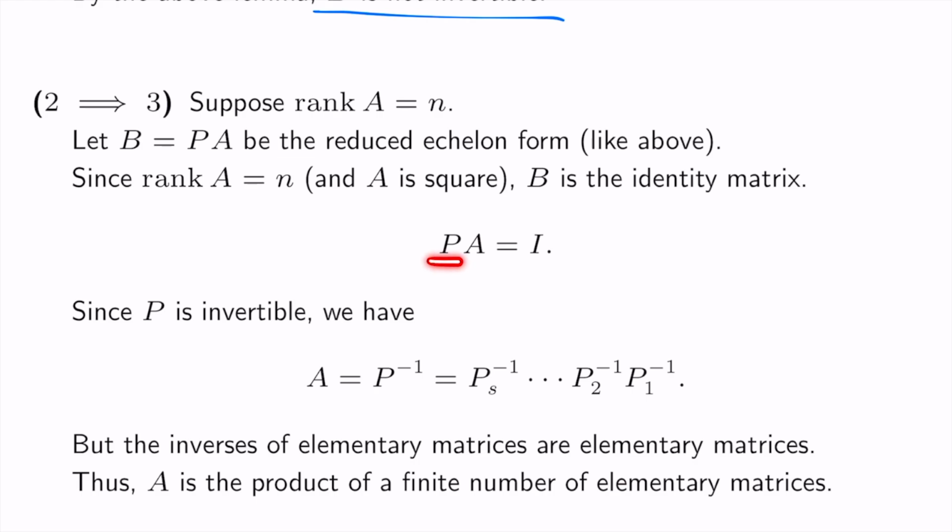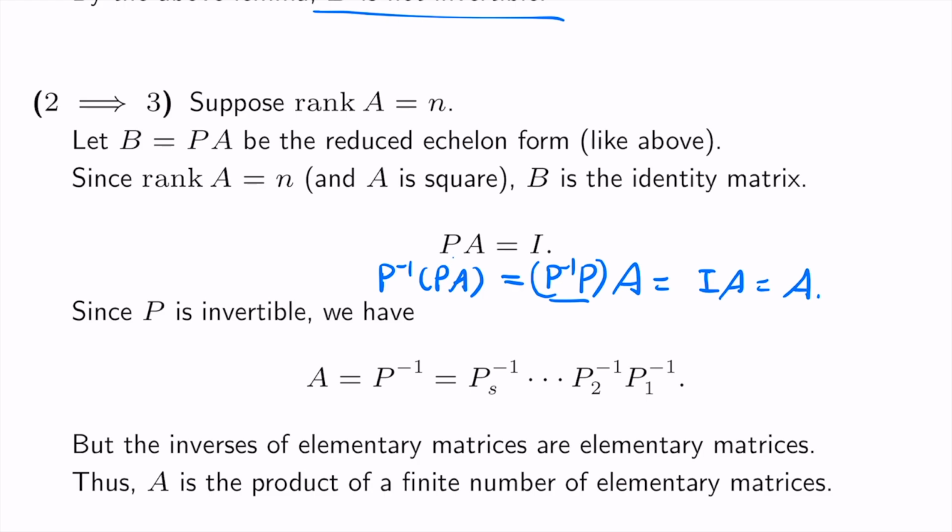And we know that this P is invertible. So multiplying both sides of this equation by P inverse from the left, we have P inverse times PA. So this is the left-hand side, P inverse times PA, but this is equal to the identity matrix. So the left-hand side becomes A. And the right-hand side is P inverse times I, which is P inverse. So we have A is equal to P inverse.